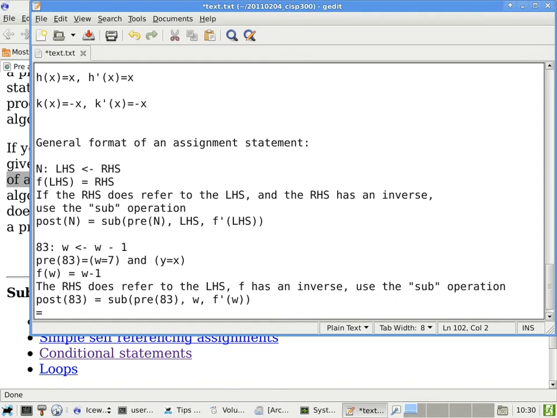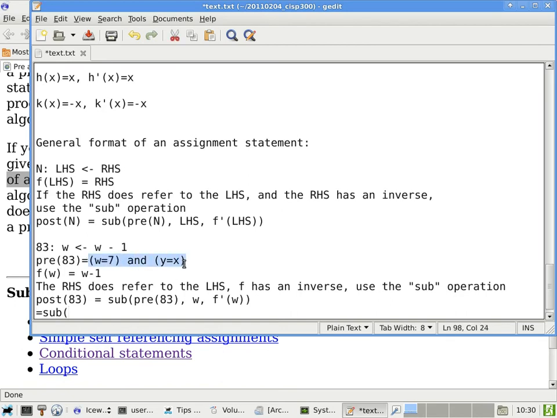And the substitution operation is to take everything in pre-83, the precondition of line 83. If you find w, replace it with f prime applied to w. That's all there is to it. In other words, it's a very mechanical process to replace certain things with f prime of w. So the next step is to expand what is pre-83.